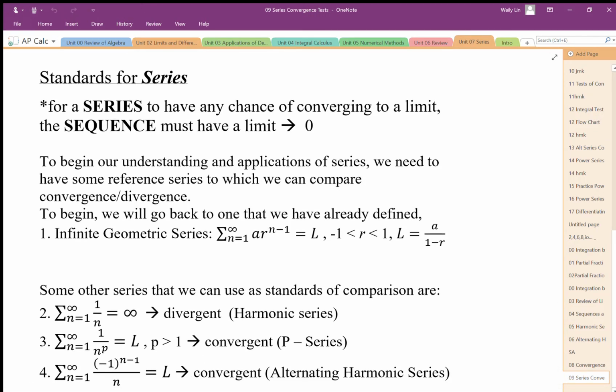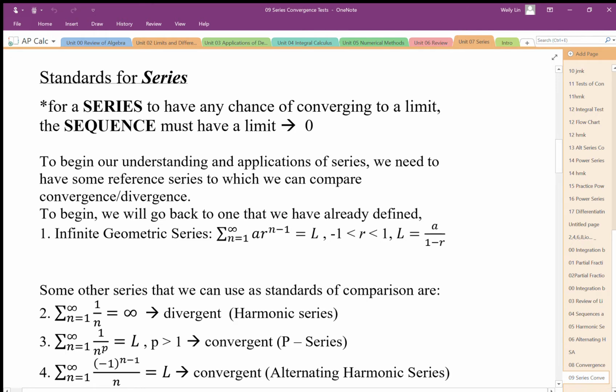So we really want to use limits to establish some information about series. So we want to know our series. At this point, we've looked at a whole bunch of series. And again, the first step is that if a series has any chance of converging, the sequence must have a limit of 0. So it must tend towards 0.